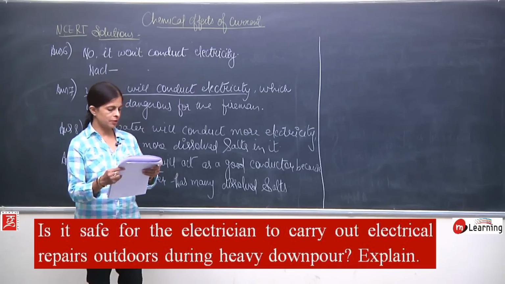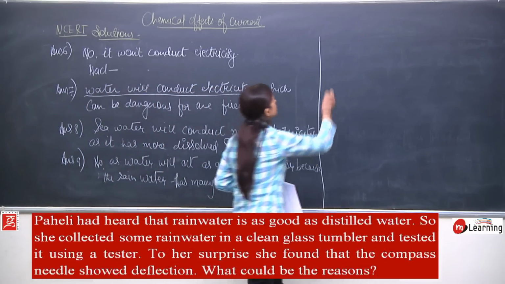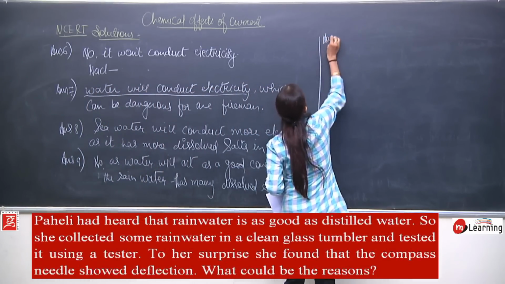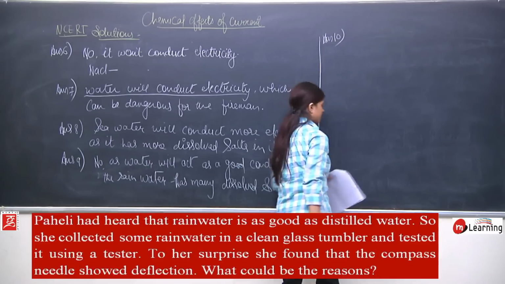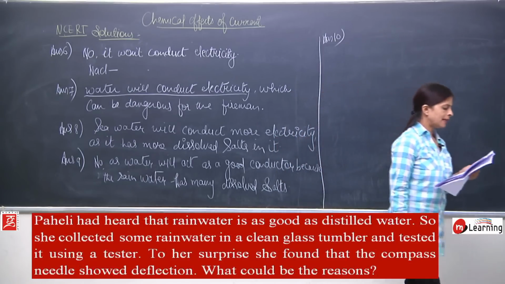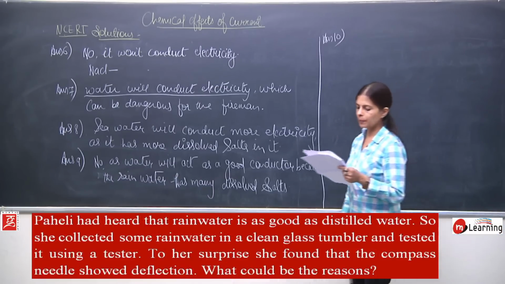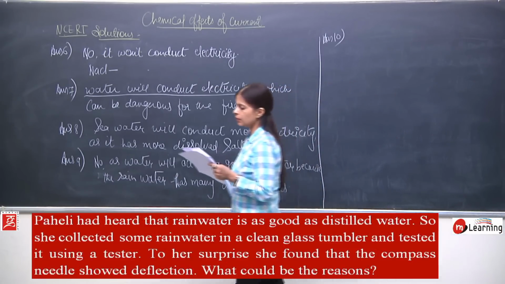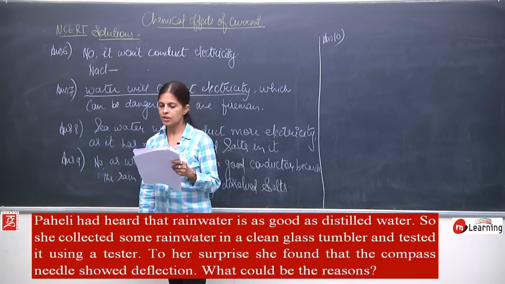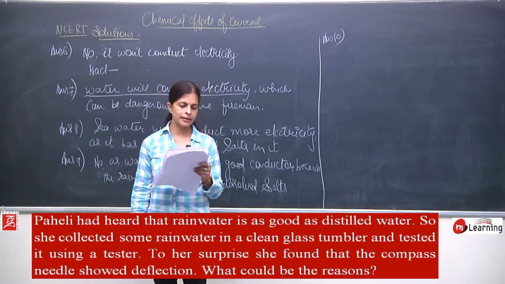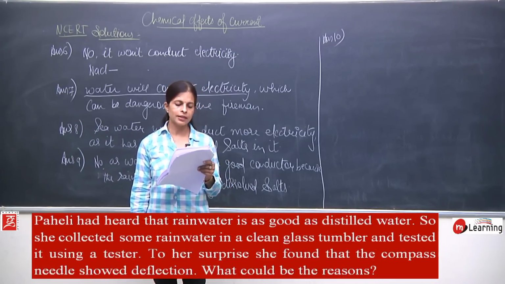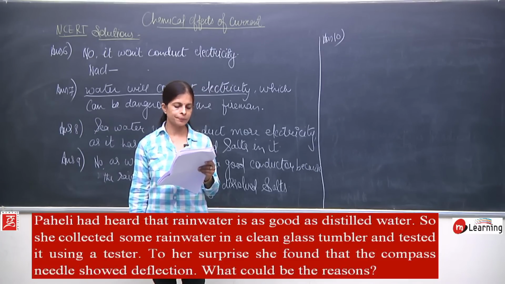Now we will come to question number 10. So Paheli had heard that rainwater is a good conductor as distilled water. So she collected some rainwater in a clean glass tumbler and tested it using a tester. To her surprise, she found that the compass needle showed deflection. What could be the reason?